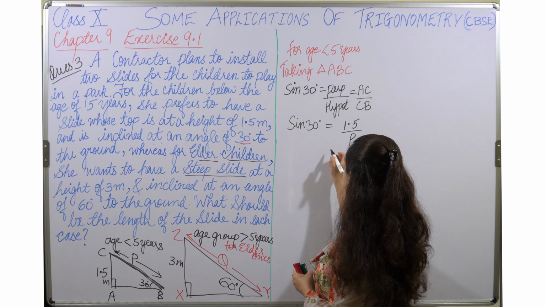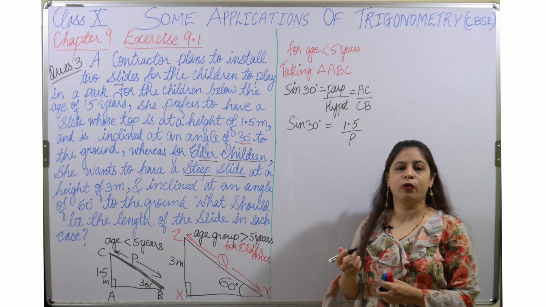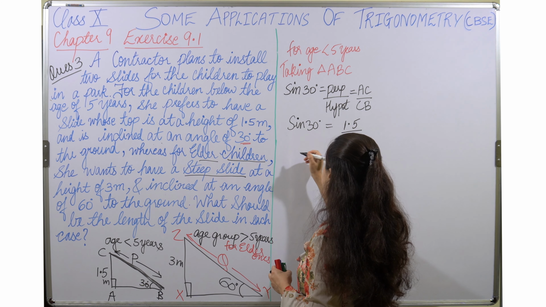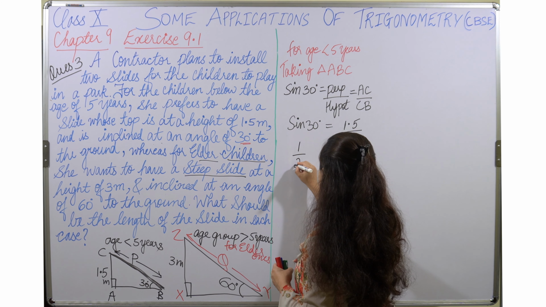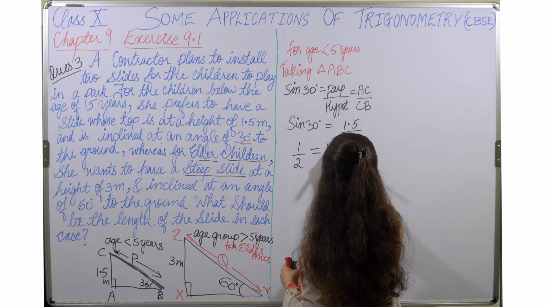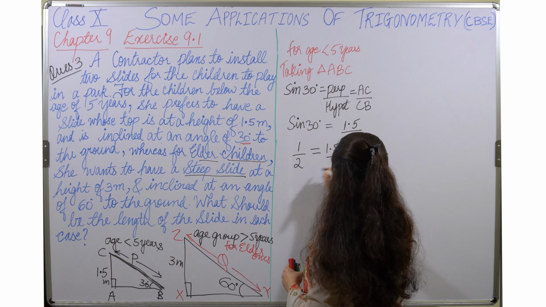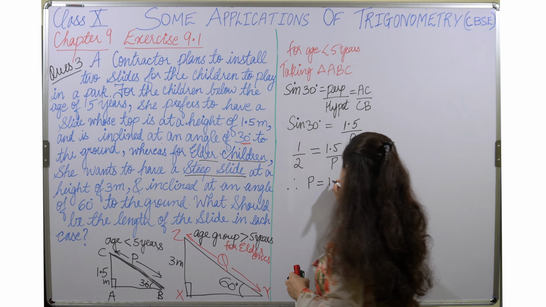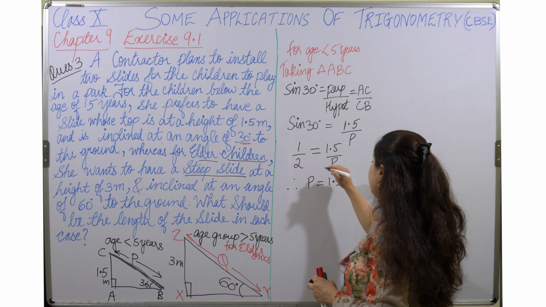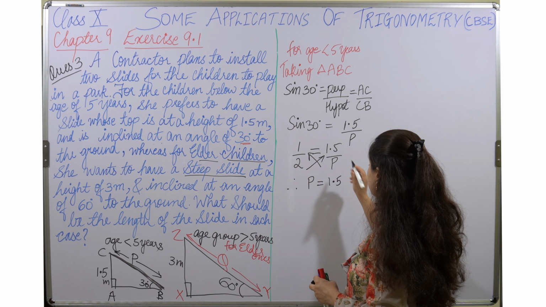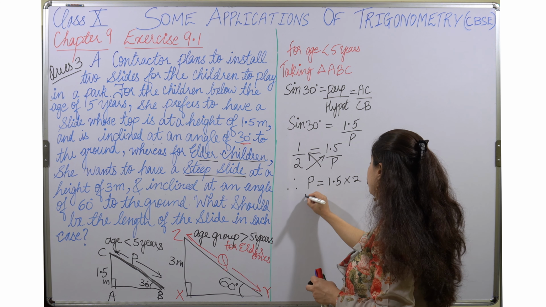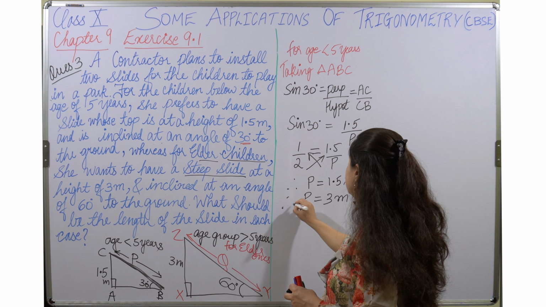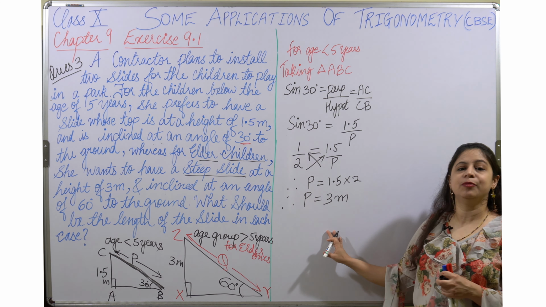Okay, so sine 30, the value I already know, trigonometric ratios of some specific angles we have studied in the last chapter. So it will be 1 upon 2, it equals 1.5 upon P. So therefore P will be equal to, cross multiplication we will be doing, 1.5 into 2. So P will be equal to 3 meters. So the value of P is 3 meters.